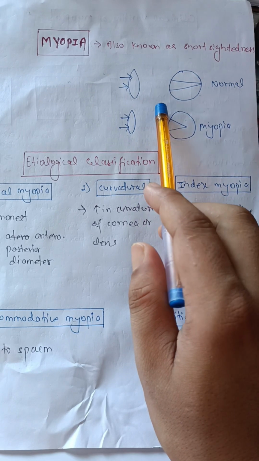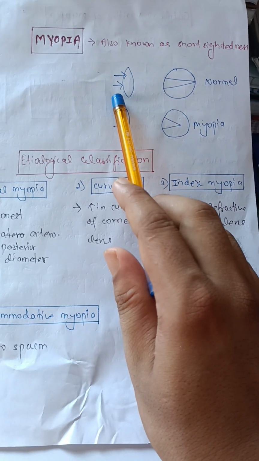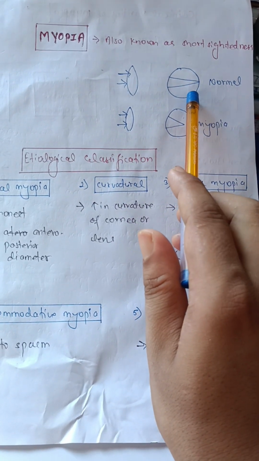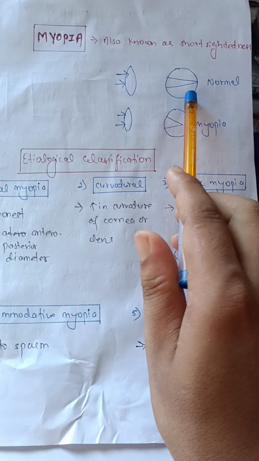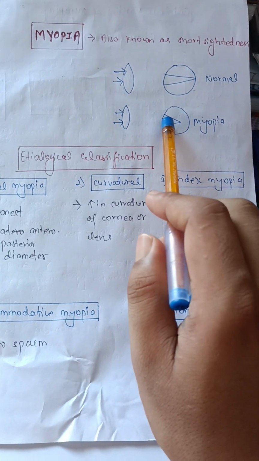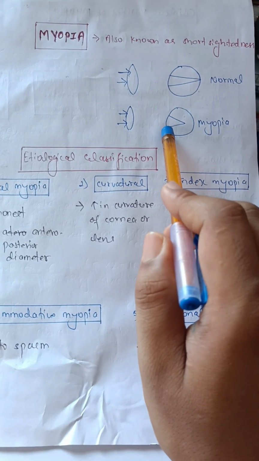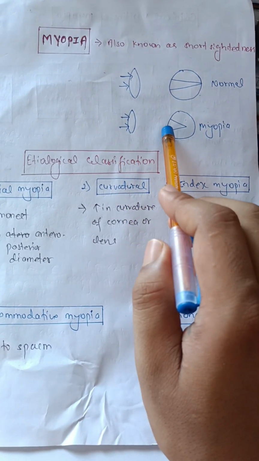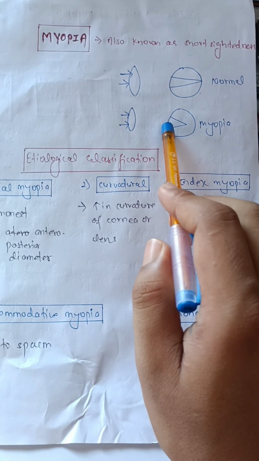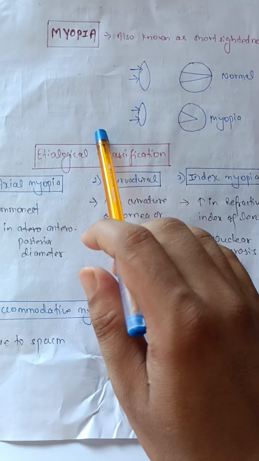So talking about normal eyes, the rays of light coming from infinity are focused on the retina when accommodation is at rest. But in case of myopia, rays of light are focused in front of the retina. So to correct this type of refractive error, generally a concave lens is used.